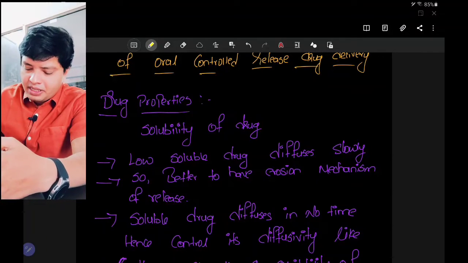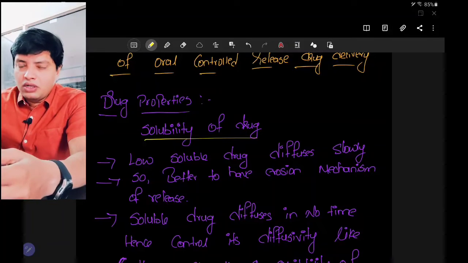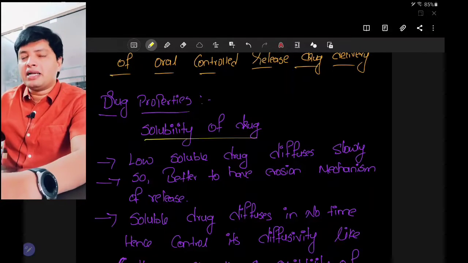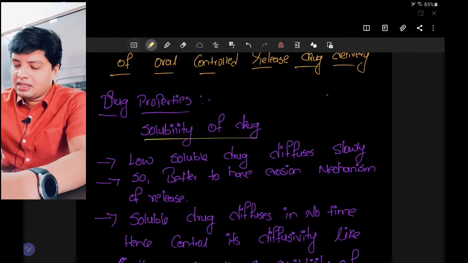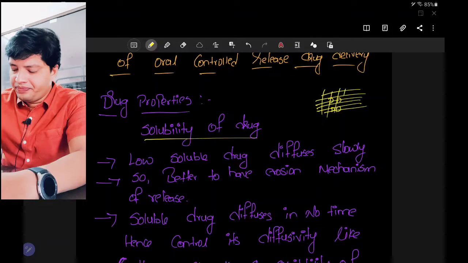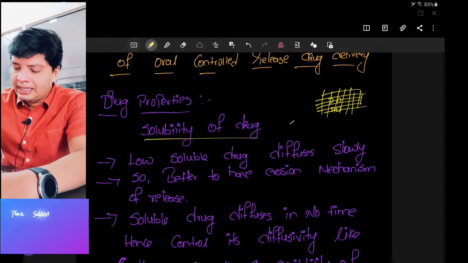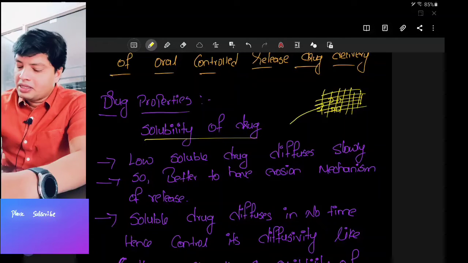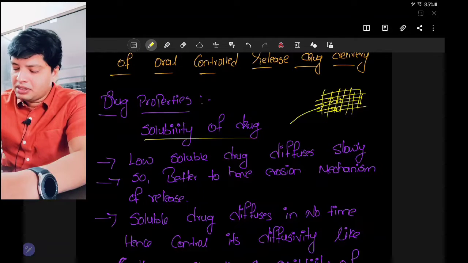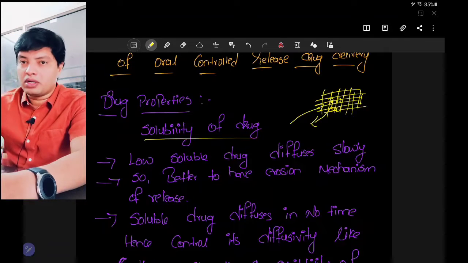See here, the main property is solubility. If the drug is not soluble, then it is not going to come out from the matrices. Let's say I have designed a drug tablet. These are the drug particles present in the tablet, and these are the polymers. What happens when this tablet interacts with the GI content? This will hydrate the polymer system, and the drug will solubilize in this polymer system and come out.